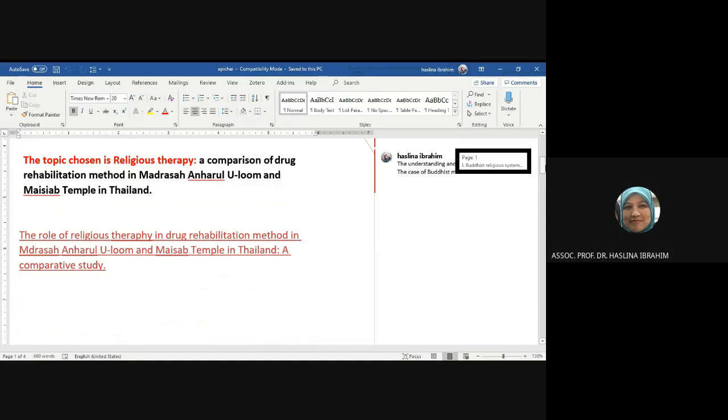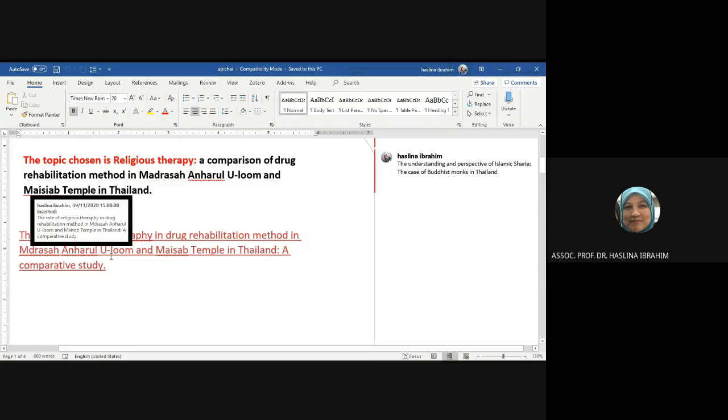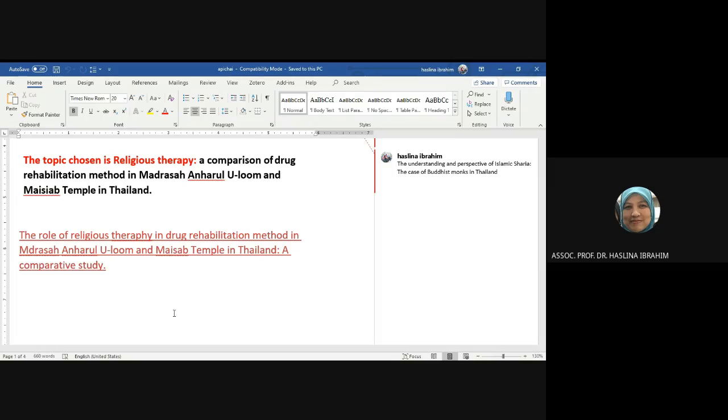Oh, okay. First of all, you can do readings about what you mean by religious therapy, what you mean by drug rehabilitation, and then you have to introduce Madrasah Anharul Ulum. You have to introduce Maisap Temple. So that will be the readings for your literature review, okay?